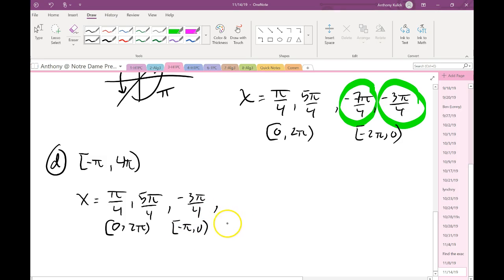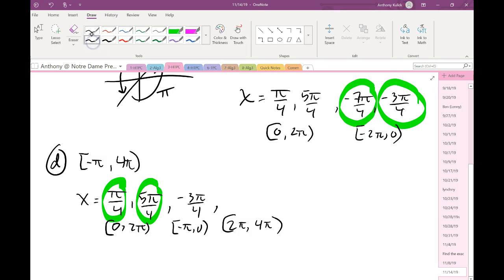And then we still have to worry about this stuff from 2 pi to 4 pi. So how am I going to find that stuff? I'm just going to take these two results and add 2 pi to them. I'll find an angle coterminal to each of them that's larger. When I do that, I get 9 pi over 4 and 13 pi over 4. And that should be my set for part D.